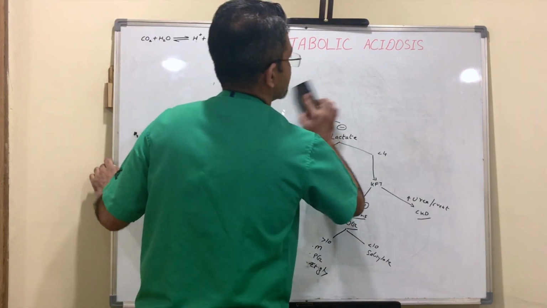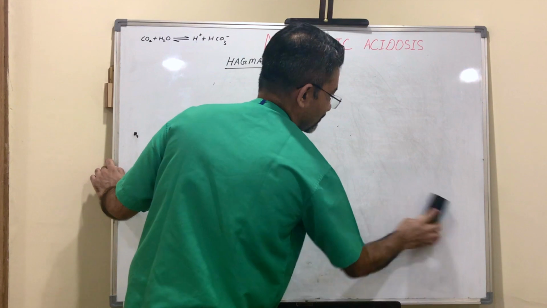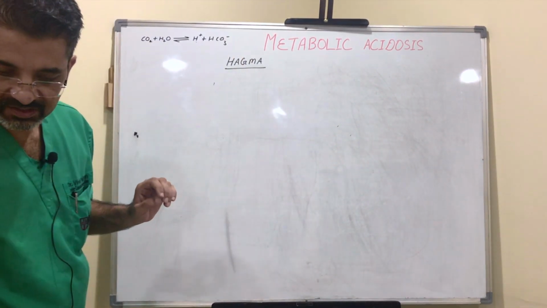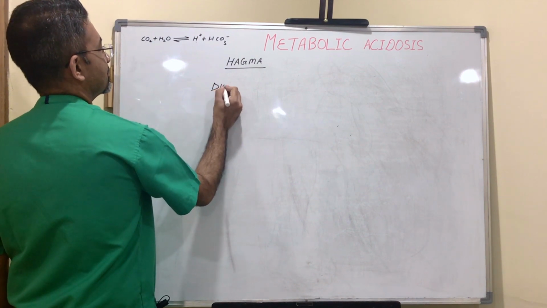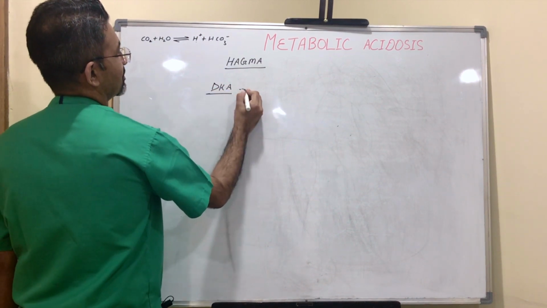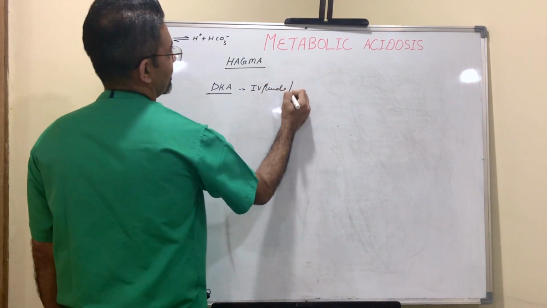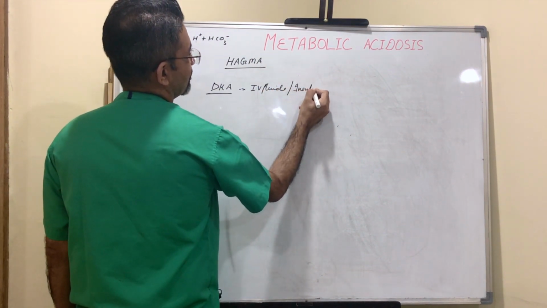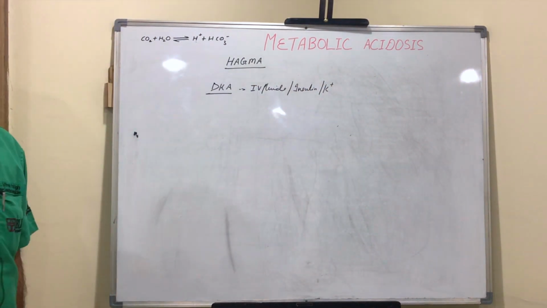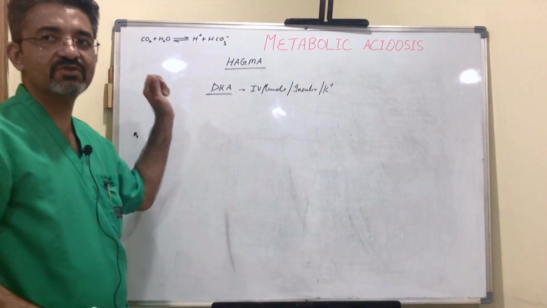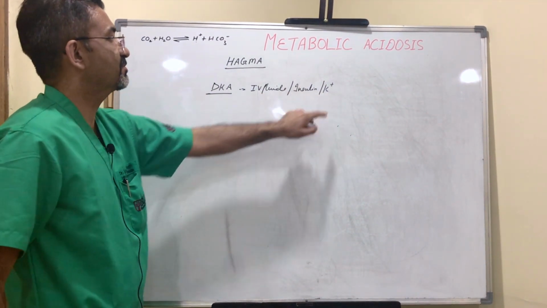So we come to the last part of metabolic acidosis, that is how to treat. See, the treatment of diabetic ketoacidosis is very simple. All of you must be knowing. First is IV fluids, then you have insulin, then you have correction of potassium. Correct? This is the way you go. You don't give insulin first, you give IV fluid first. You correct fluid deficit, you correct insulin, you correct potassium.